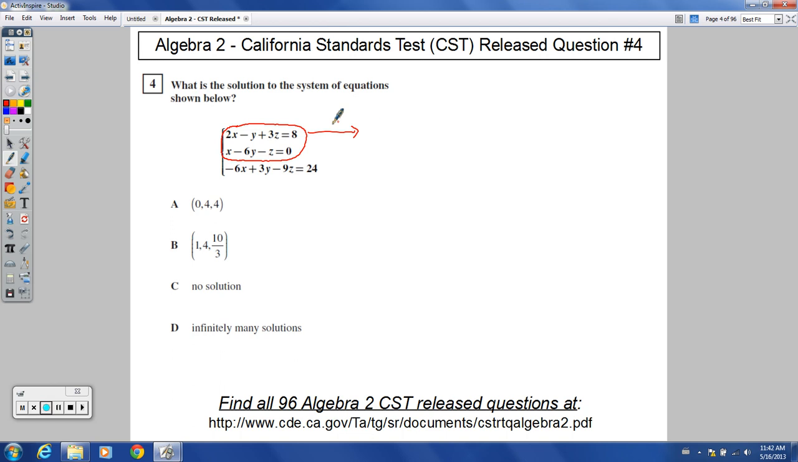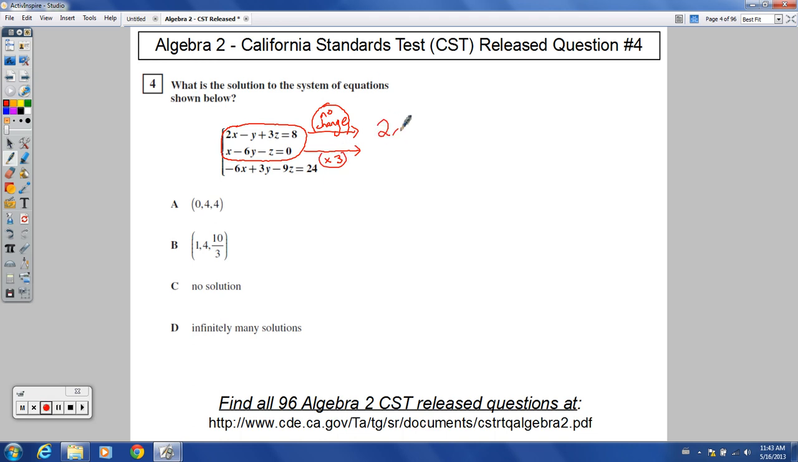So this top equation, I'm going to try to get rid of the z's first of all. So the top equation, no change. I'm going to write no change right there. I want to get rid of the z's. If this was 3z and this was negative 3z, they'd cancel. And so I'm going to multiply everything down here times positive 3.